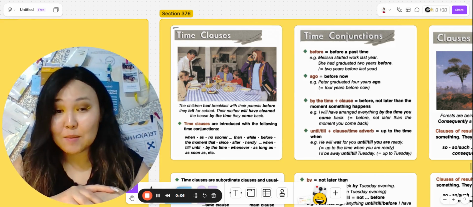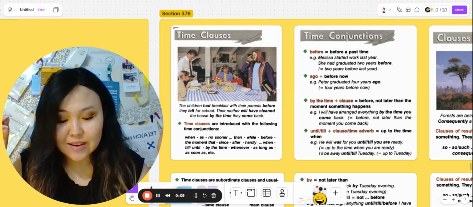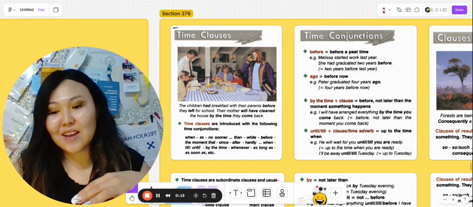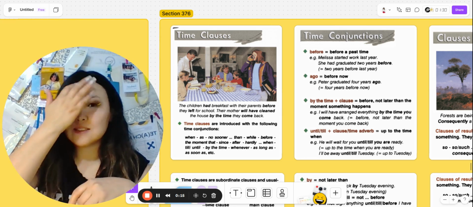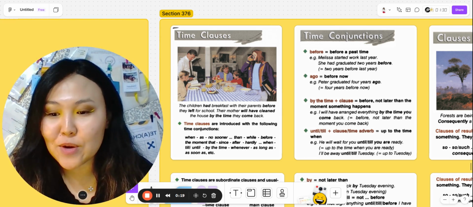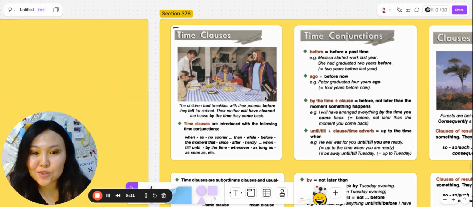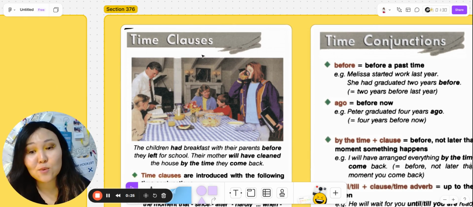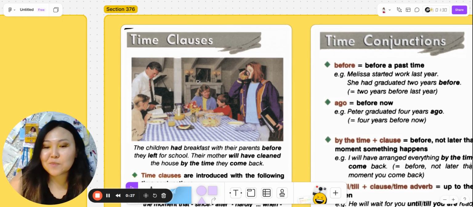Today we are speaking about clauses, and we are going to spend more time than we usually do because this topic is kind of huge. So I hope you're ready. As usual, we are going to start with the examples, and the first one is time clauses.